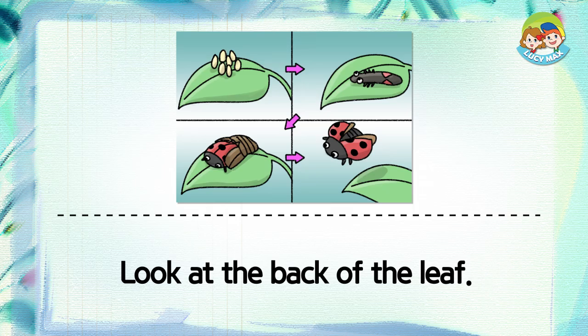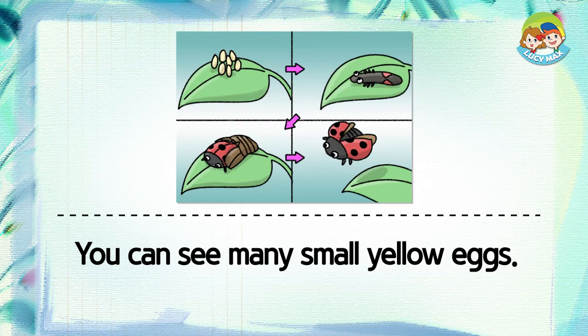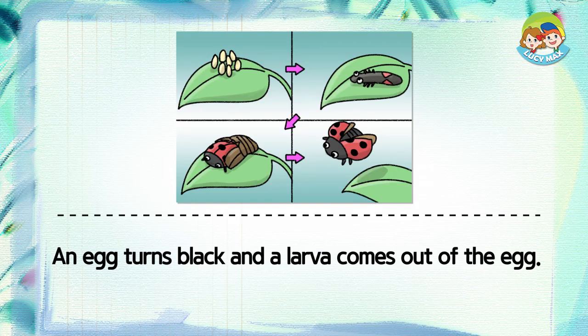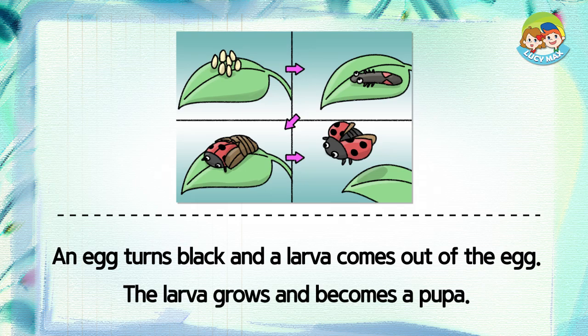Look at the back of the leaf. You can see many small yellow eggs. They are a ladybug's eggs. An egg turns black and a larva comes out of the egg. The larva grows and becomes a pupa.